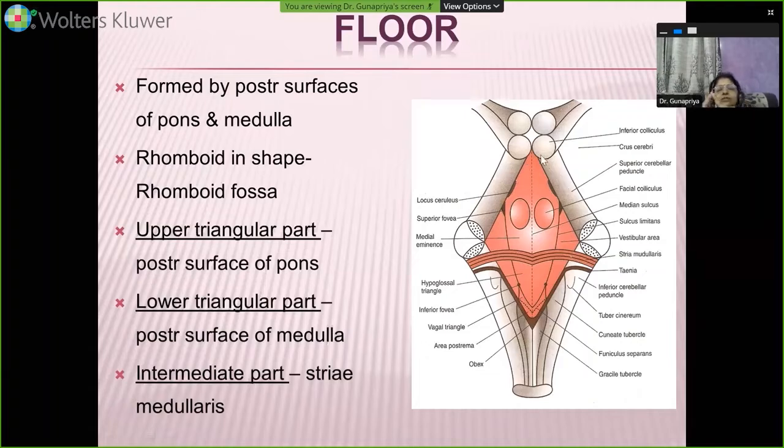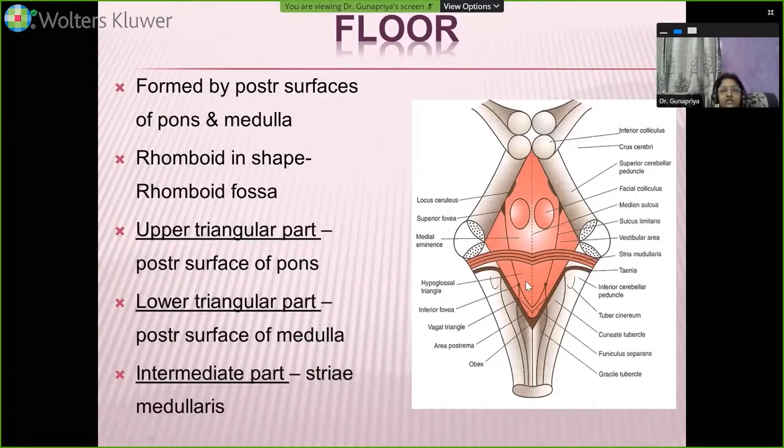That's what I told you. It is rhomboid in shape or lozenge. Cough lozenges are supposed to be rhomboid or diamond shaped. That's why they're known as lozenges. So this is also lozenge shape or rhomboid in shape, hence the other term for the floor of the fourth ventricle is rhomboid fossa.